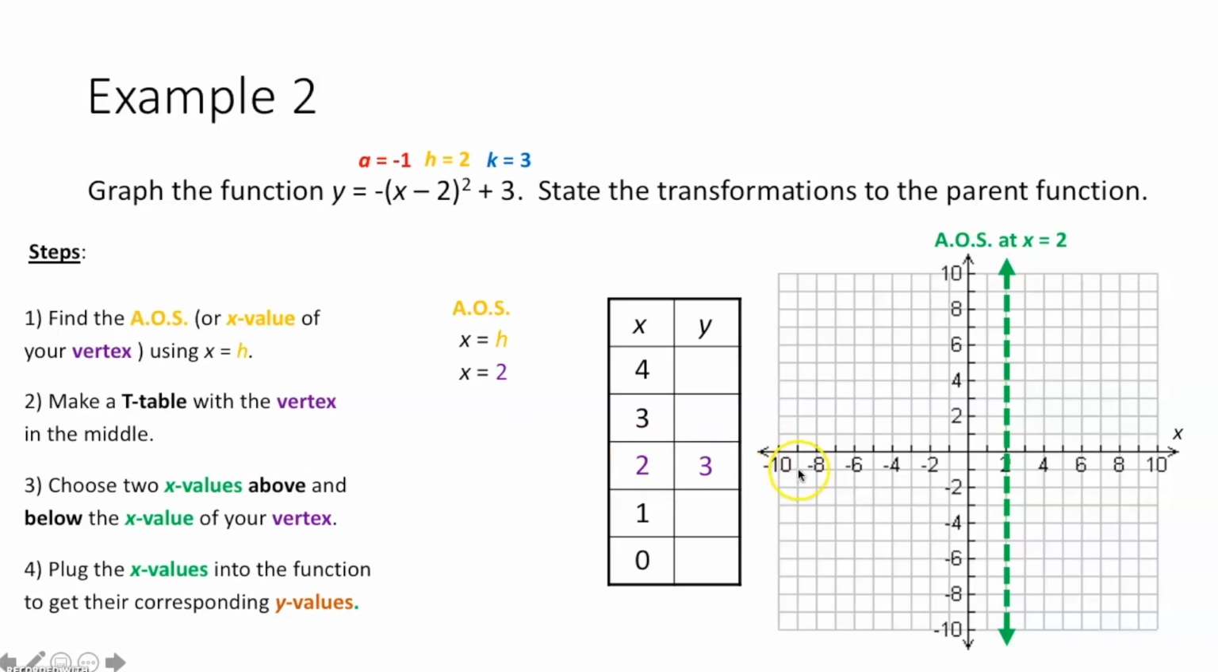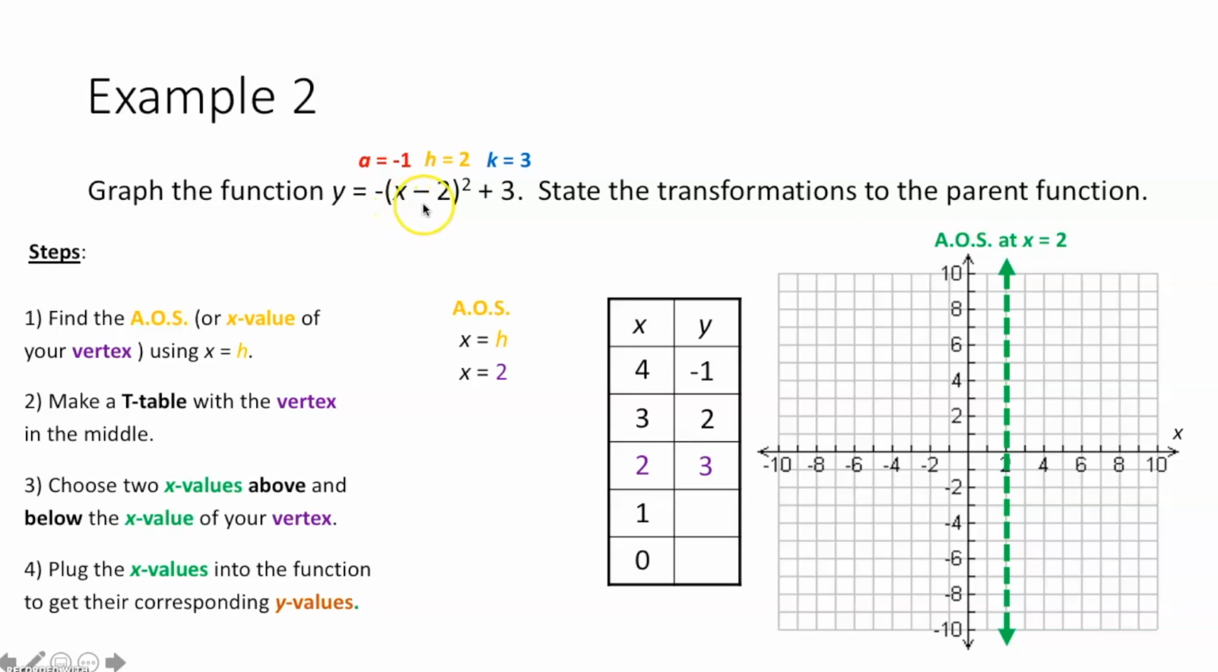plug them into the function to get the y values that go with them. So remember, do what's in the parentheses first, then you square it, then we're going to tack on this negative, and then we're going to add 3. So let's start with 4. If I plug in 4 for x, 4 minus 2 is 2, 2 squared is 4, then you tack on the negative, becomes -4, plus 3 is -1. Plug in 3 for x. 3 minus 2 is 1. 1 squared is 1. Tack on the negative, becomes -1, plus 3 is 2.